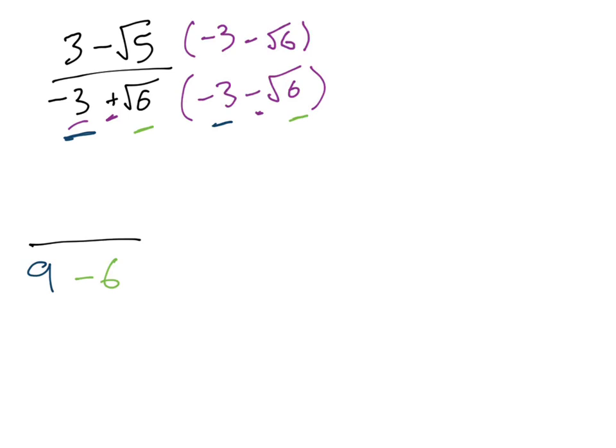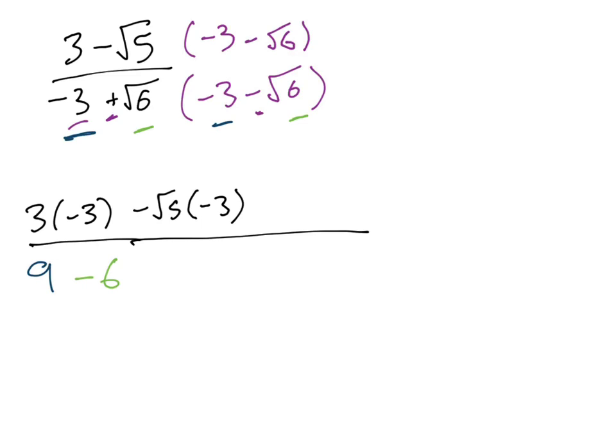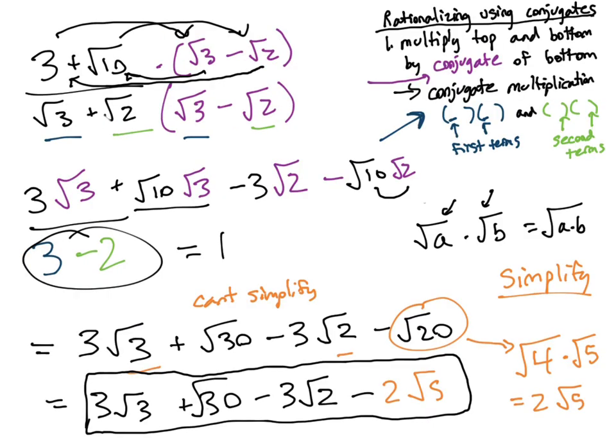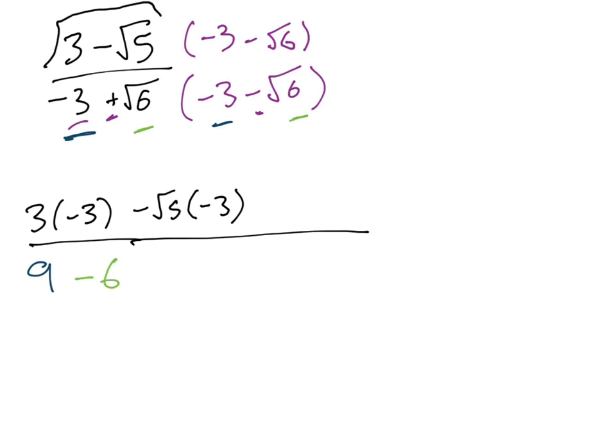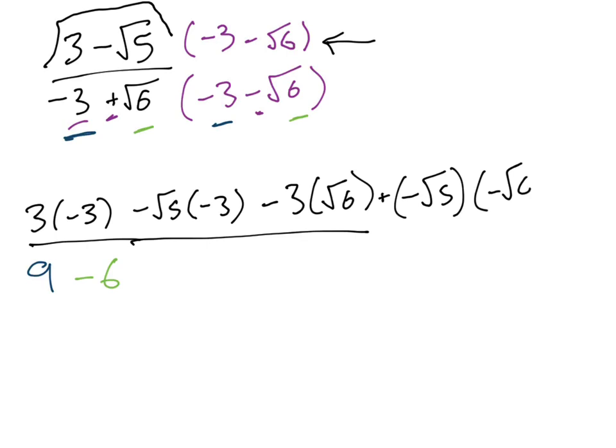So we have 3 times negative 3. We also have negative square root of 5 times negative 3. And then if we multiply the terms from our numerator here times negative square root of 6, we have 3 times negative square root of 6, and negative square root of 5 times negative square root of 6.